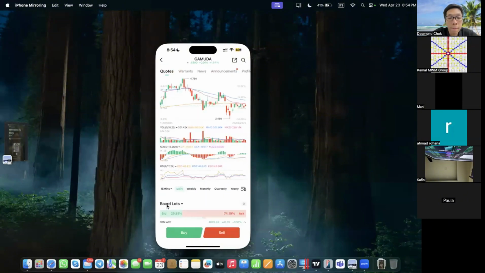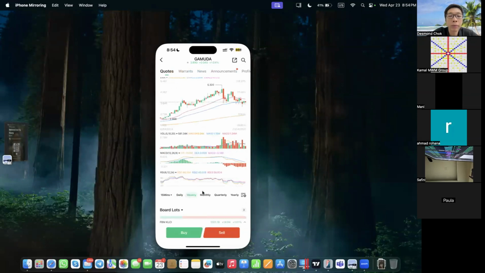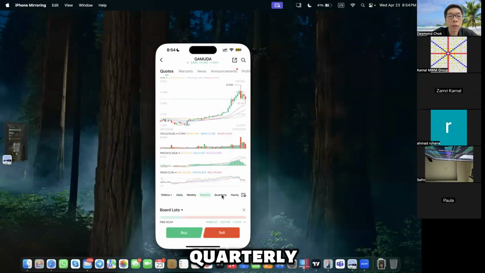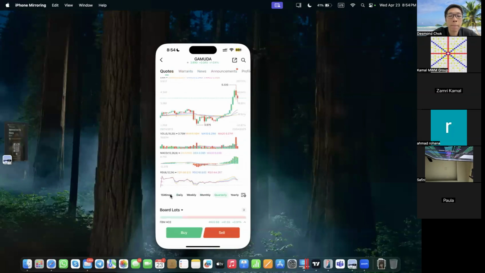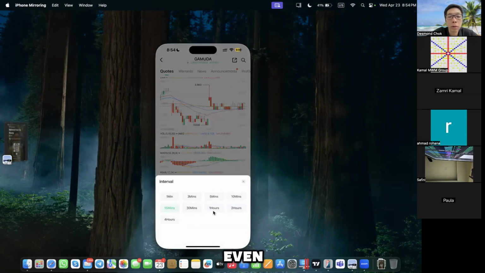And then what you can see is the stock chart here. On the stock chart, you can open daily, weekly, monthly, quarterly, or maybe a smaller time frame, like 50 minutes, or maybe even 1 hour.